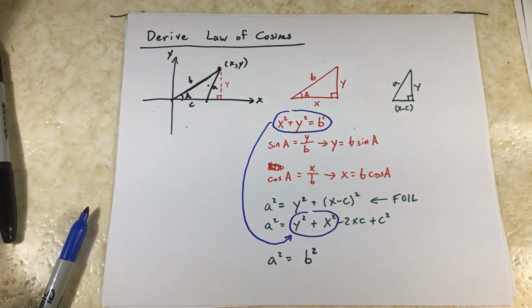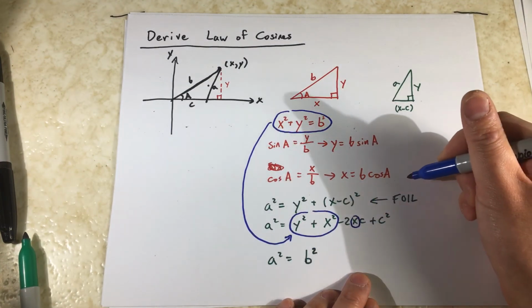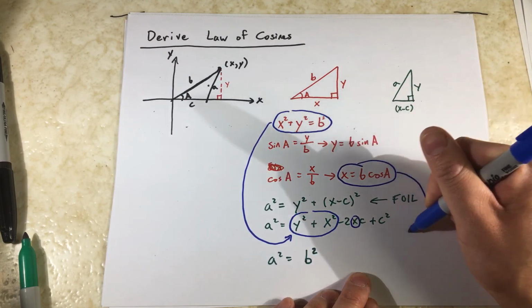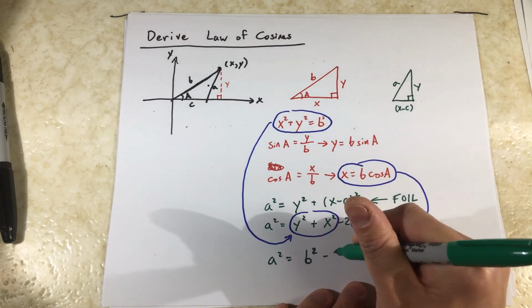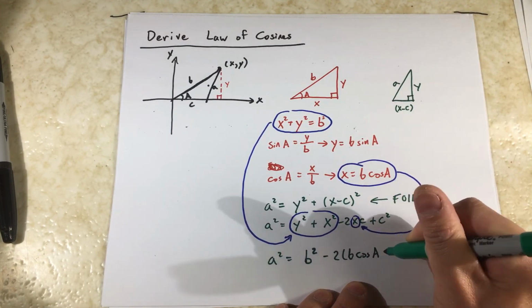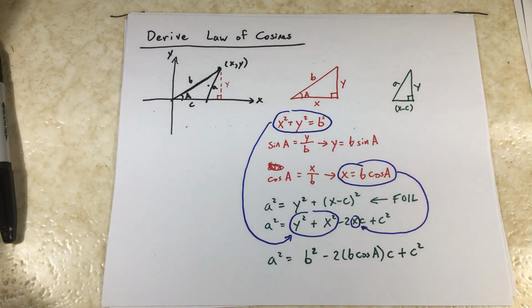And then the other thing is that for this x, I have an equation for x, which is this. So I'm going to take this and plug it in there, and get minus 2b cosine A times c plus c squared. And at this point, it may look a little bit weird, but basically we've derived the law of cosines. We just have to rearrange it.